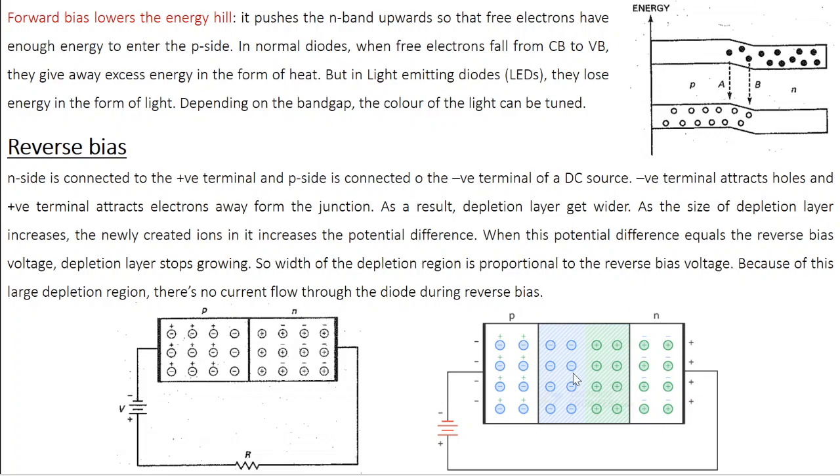Now, as the width of the depletion region increases, the barrier potential is also going to increase, and as we know, barrier potential is something which resists the flow of free charges across the p-n junction. So since you have a very high barrier potential set up during a reverse bias, there is no current flow through the diode during the reverse bias.